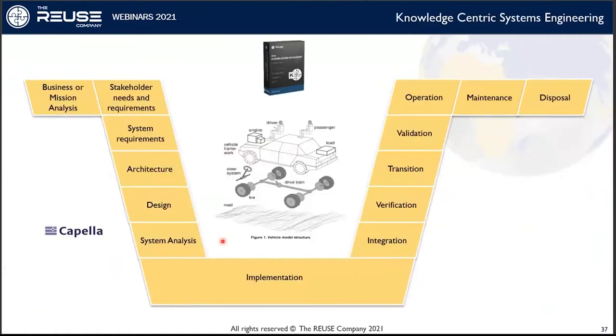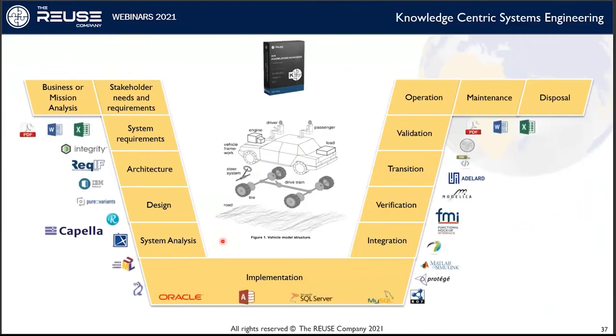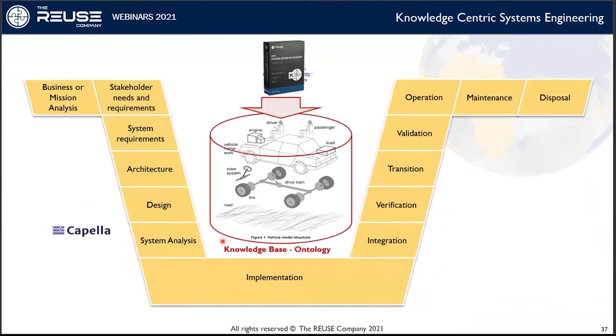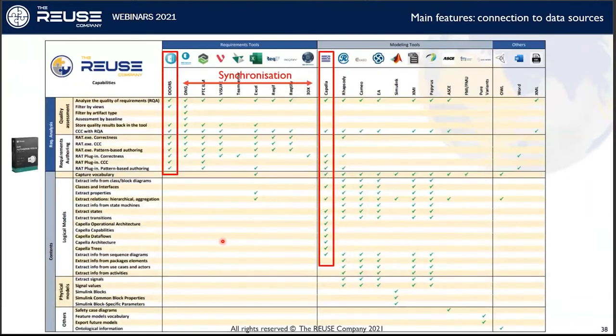And if we now think that Capella is the tool we want to use, of course we want to tap into that. But we have to remember just briefly that it's very likely that you have many other sources of information. And basically what we want to do with KM is to create connectors to as many tools as possible, which you might want to use in your knowledge base. So basically we are sucking that information into the knowledge base. And we also want to do that with Capella, of course.